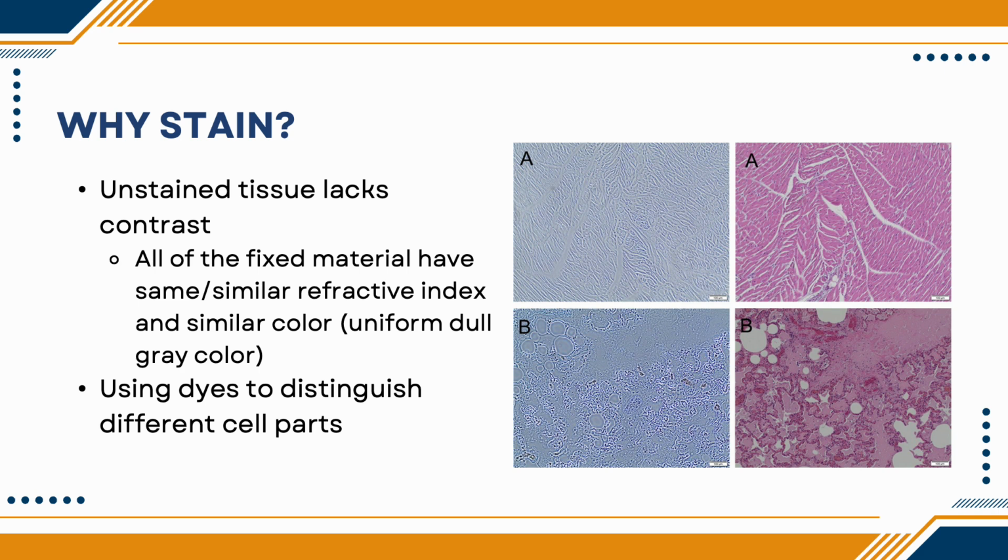Di ba? You cannot appreciate the morphology, the cells, the nucleus, the internal infrastructures of the cell as opposed to a stained tissue. So, using dyes to distinguish different cell parts is the reason why we perform staining, to better emphasize the architecture, the differences in histology, and even at the cellular level.